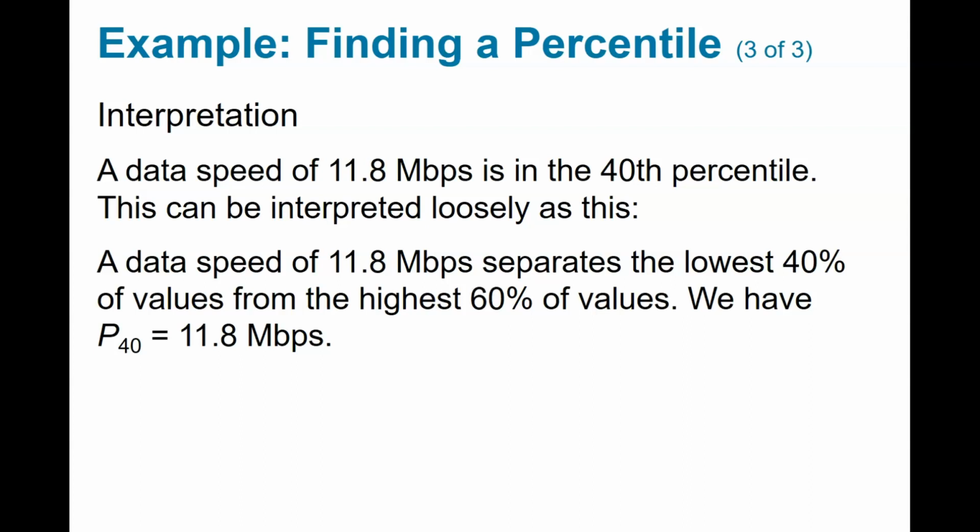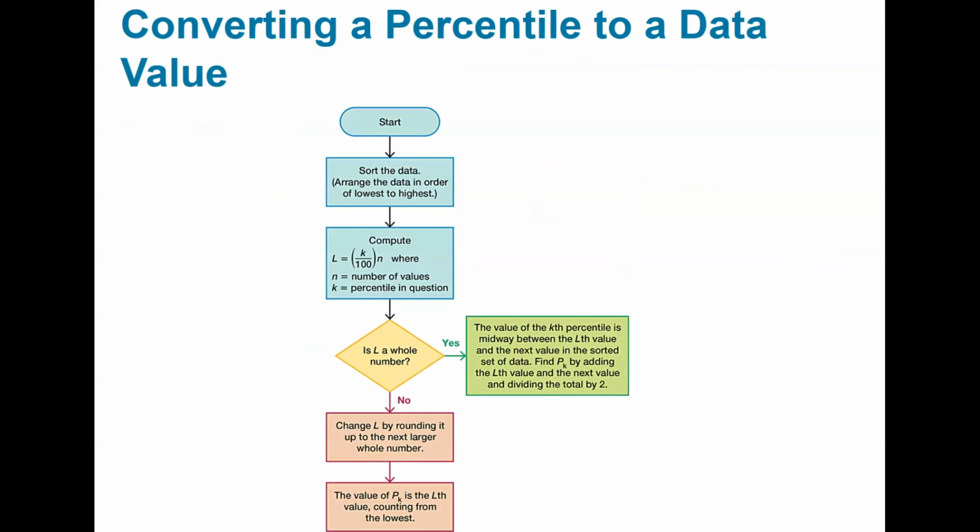We can interpret it as: a data speed of 11.8 megabytes per second separates the lowest 40% of the values from the highest 60% of values. Now we'll look at the process of converting a percentile to a data value. We'll start by sorting the data from least to greatest. Then we'll compute the location of the data value using the following formula: K, the percentile that we're looking for, divided by 100 times n, the total number of values.